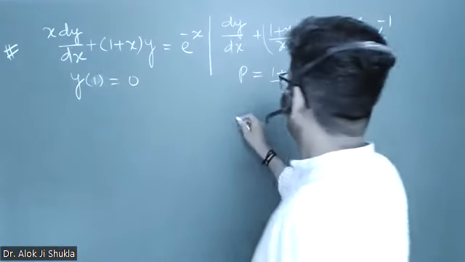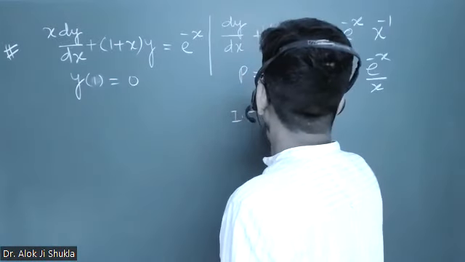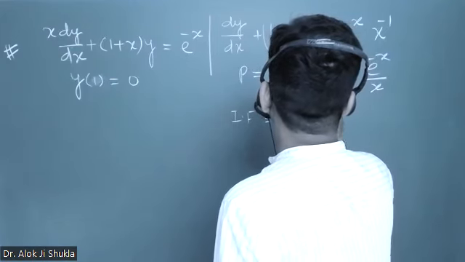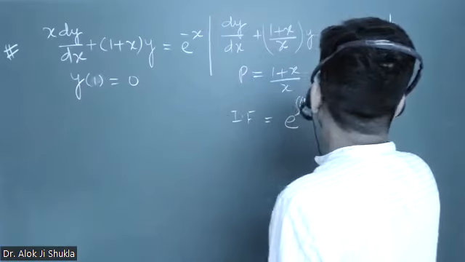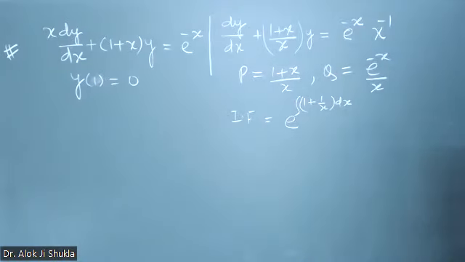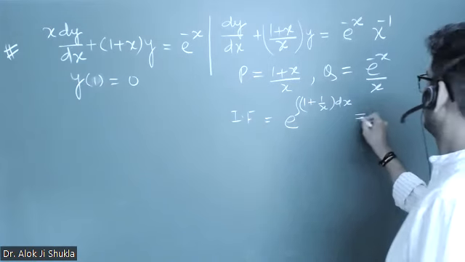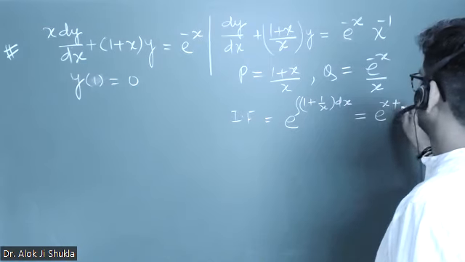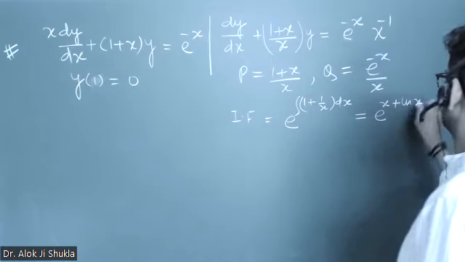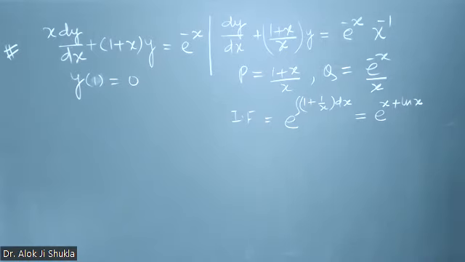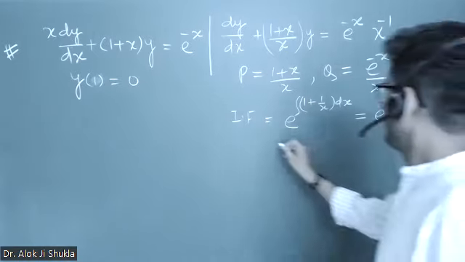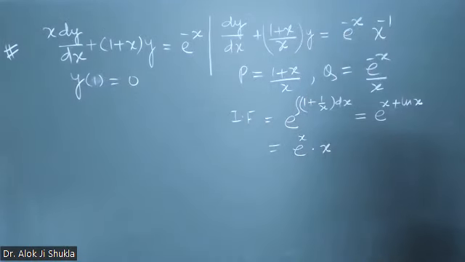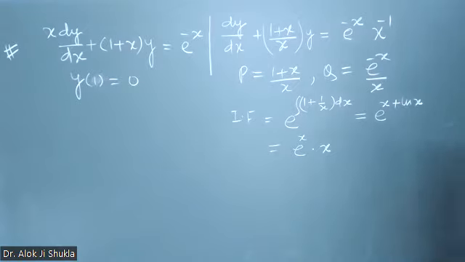So calculate the integrating factor. It is e to the power integral (1 plus 1 by x) dx, that is equal to e to the power x plus ln x. Yes. So this will be e to the power x into x. Okay?